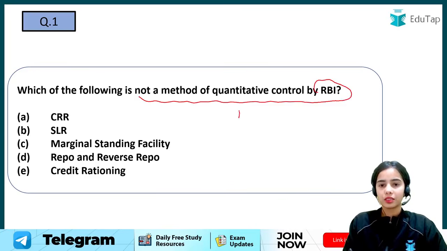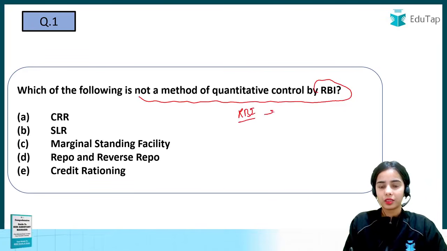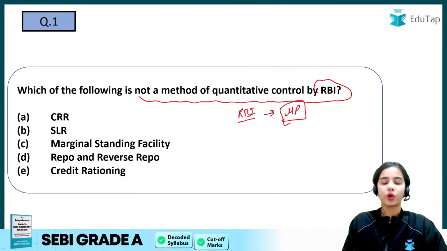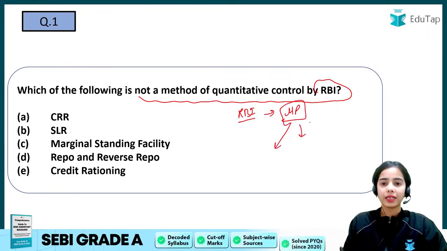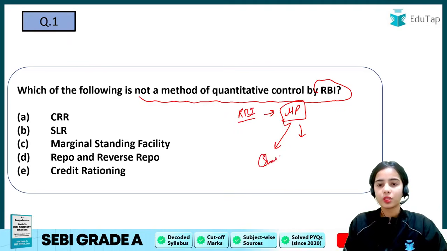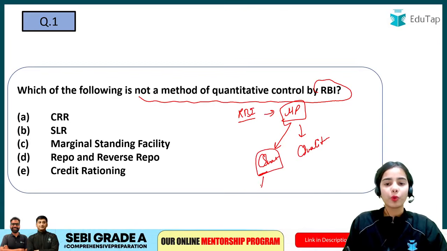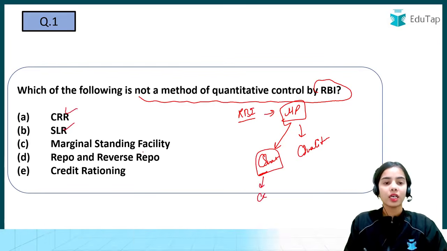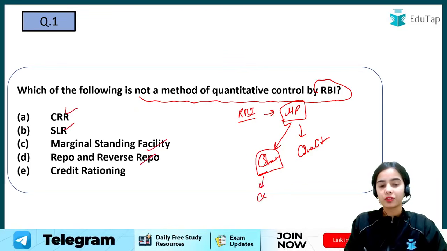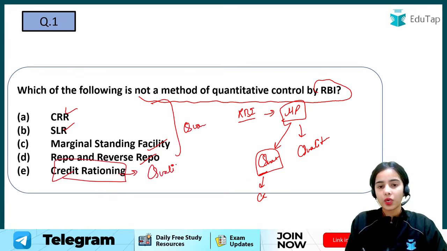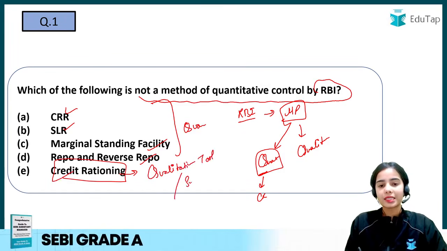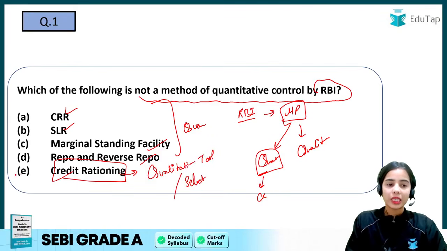So basically the RBI controls the monetary policy, or lays down the monetary policy, and under the monetary policy there are quantitative tools and qualitative tools. The quantitative tools of monetary policy are CRR, SLR, the Marginal Standing Facility, the repo and the reverse repo. They all are quantitative tools, while credit rationing comes under the qualitative tool of the monetary policy, also known as the selective credit control tool. So E is the right answer here.